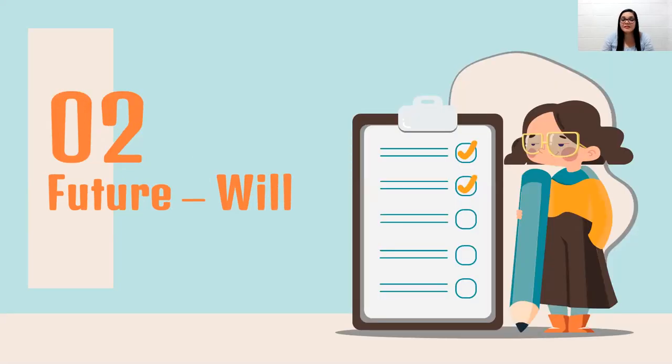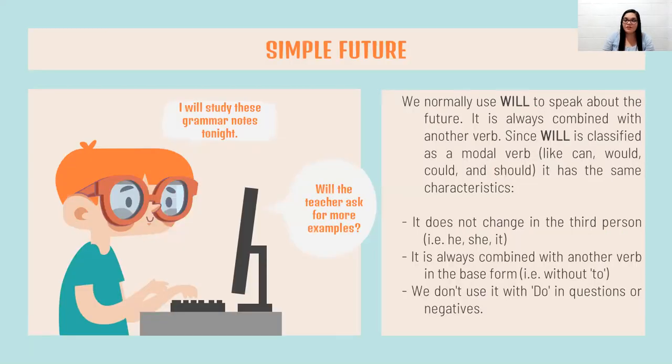Future with will. Remember that this unit focuses on will and the uses of this tense. Future simple or simple future is generally described or used when you use the auxiliary will. We usually or normally use will to speak about the future. It is always combined with another verb. Since will is classified as a modal verb, like others such as can, would, could, or should, it has the same characteristics. In other words, it does not change in the third person singular, he, she, it. It is always combined with another verb in the base form.